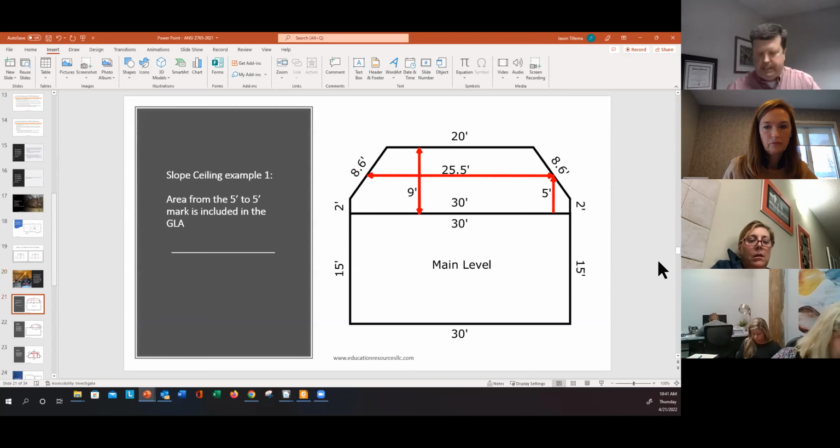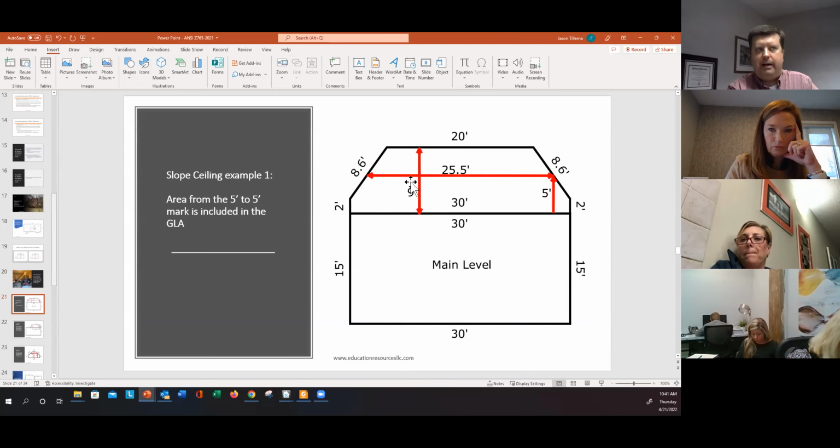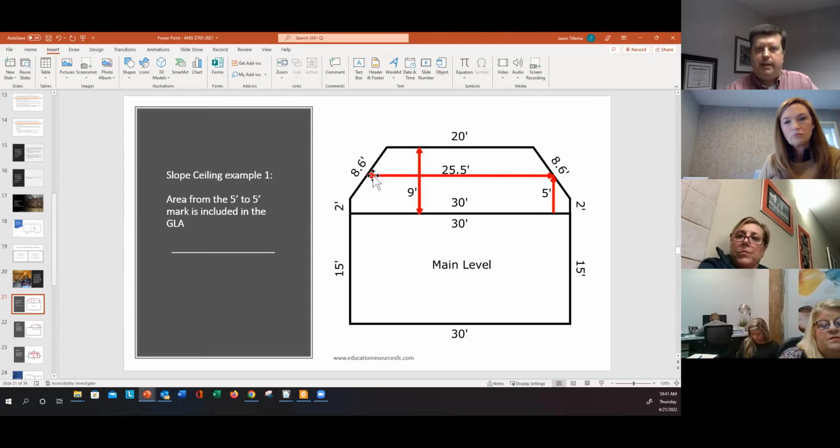Here's some examples of that 5 foot mark I was talking to you about with the sloped ceilings. So you can see here that I have the 5 foot going up here, and from this 5 foot mark to the 5 foot mark over here, it's 25.5 feet. And we have a 9 foot ceiling height. So all of that area, all of the 25 and a half from the 5 foot mark to the 5 foot mark, whatever the width is, we can multiply that, and that's your square footage.